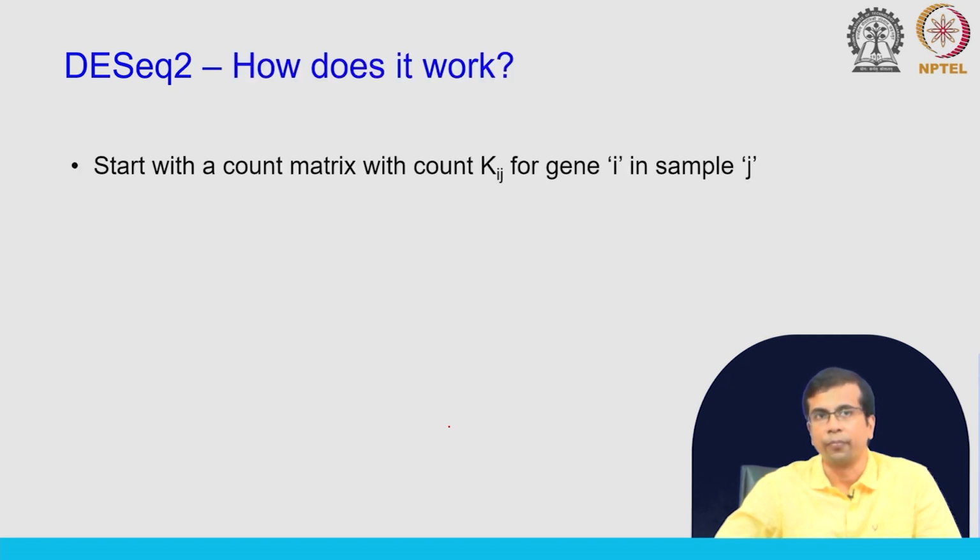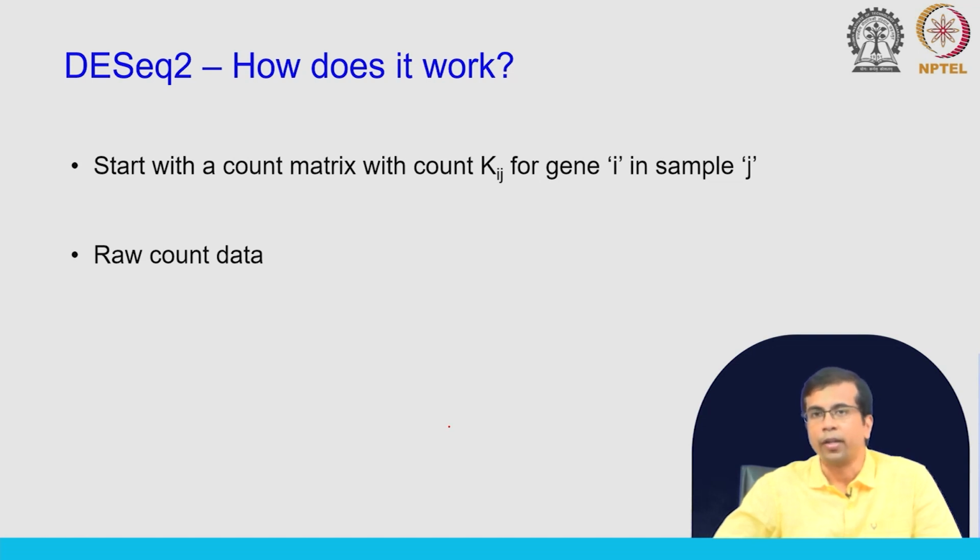So, how does it work? This tool will start with a count matrix, where the count will be Kij. This i is for the gene. So, this count is for gene i in sample j. In our earlier example we have, let us say, 16 samples and 7,000 genes. So i will run from 1 to 7,000 and j will run from 1 to 16. And this tool starts with raw count data.